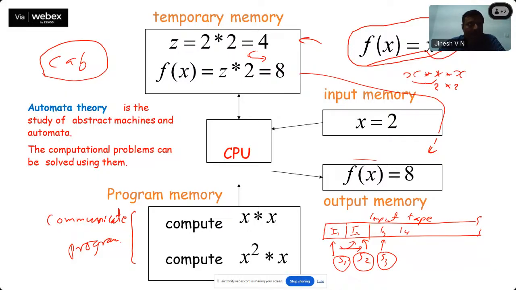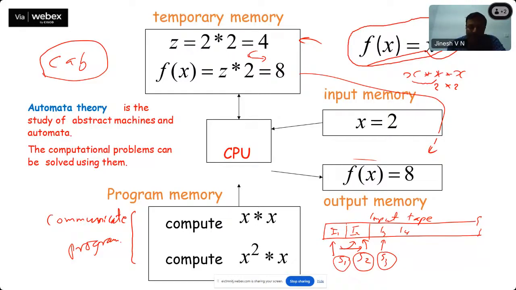So I hope you are able to imagine you are giving a program. That program we consider like a string, and the string you keep on a tape. And you read the string from the first alphabet to the last alphabet. That means whenever you read a string, you read from the leftmost alphabet to the rightmost alphabet.